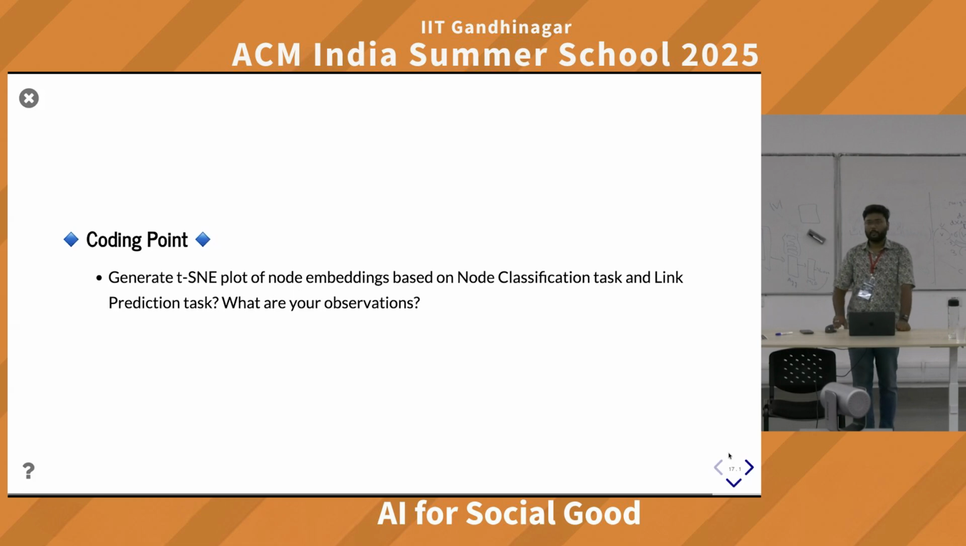Previously we generated a TSNE plot of the node classification task and compared it with the TSNE plot without training. Now compare the TSNE plot of the node classification task and the link prediction task. So what is the TSNE plot of the embeddings from these two different tasks, and what are the observations? I'm giving you around 10 minutes. I have kept the variables in such a way that they don't overlap, so it will be easy to do.